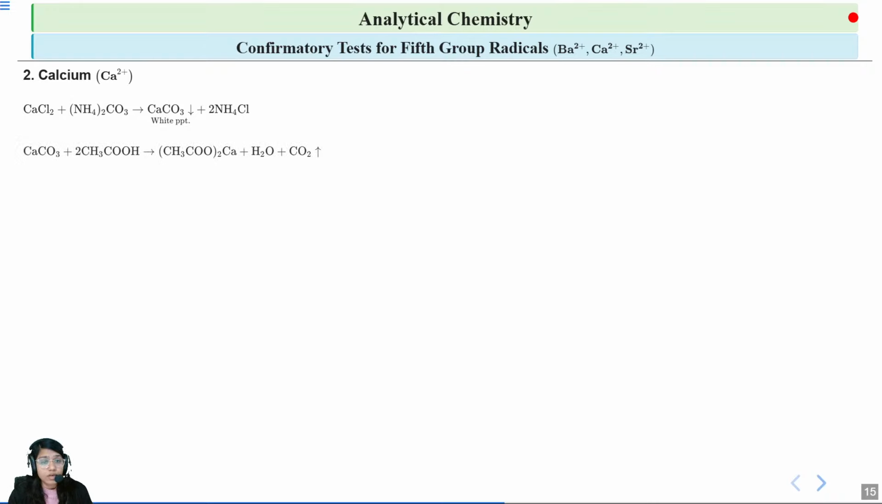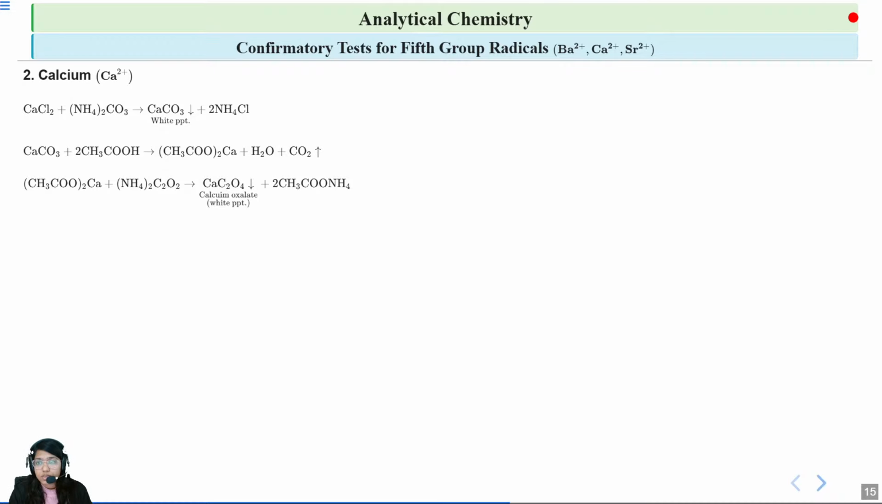So, the calcium carbonate CaCO3 reacts with acetic acid CH3COOH to produce calcium acetate (CH3COO)2Ca. Along with it, water and carbon dioxide gas are also released. The calcium acetate formed in the above reaction reacts with ammonium oxalate (NH4)2C2O4 to form calcium oxalate. The chemical formula of calcium oxalate is CaC2O4.